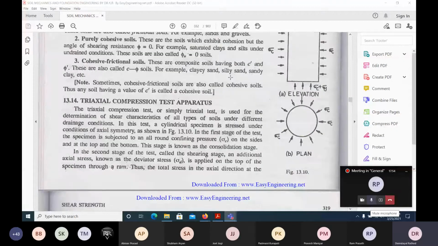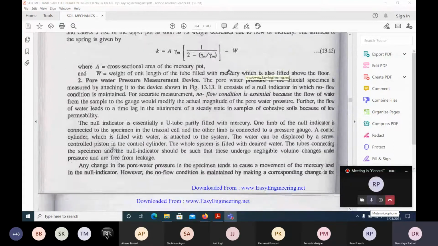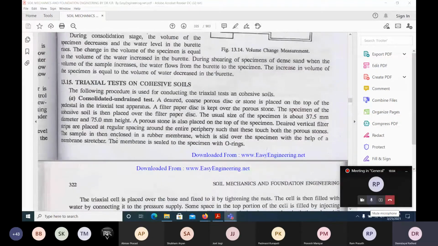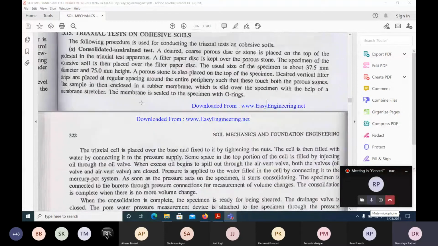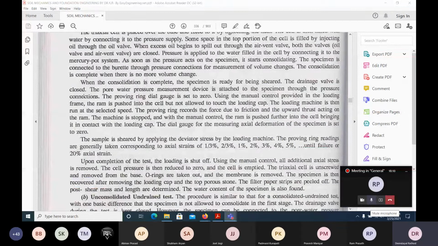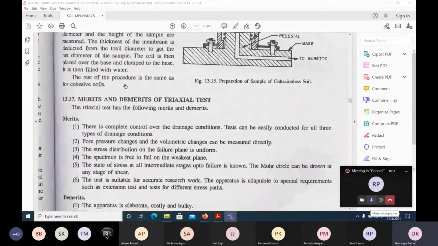So the triaxial test you can read once, okay, how the mercury controls the things, and how the water pressure would be measured, with some diagram it is given, okay. So by using this we can do the consolidated undrained test, okay, and the consolidated drained test, okay, on the coefficient side and the coefficient less it is given, okay.